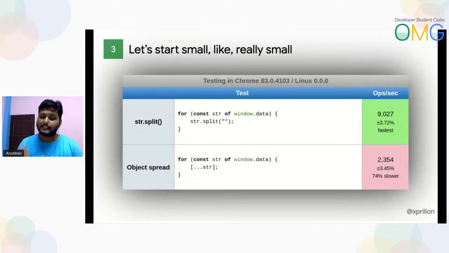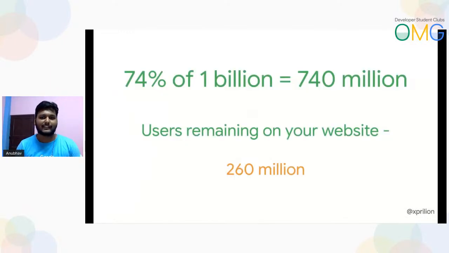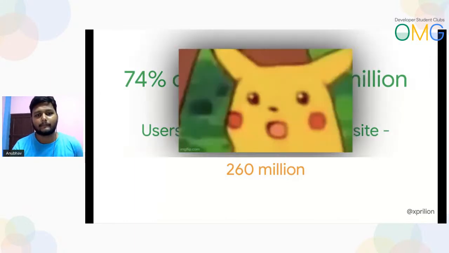It performs 74% faster on my laptop. And I just did this test yesterday. So this is pretty much the latest data around this. So if you were doing string splitting on your website using JavaScript with the spread operator, you would run the risk of losing 74% of your potential users in a fixed duration of time. That brings down your users to just 260 million. So you were dreaming for 1 billion, but unfortunately you are down to 260 million. Let's see the story ahead.